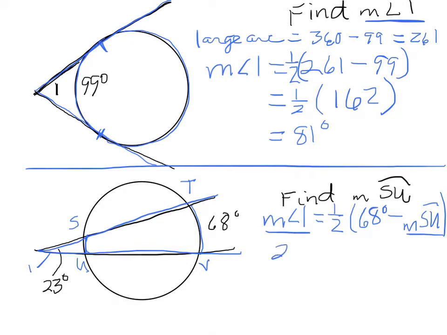So when we set this all up, we get 23 equals 1/2 times 68 minus the measure of arc SU. And we'll just call the measure of arc SU x for right now. So we can label it as x and then solve for it.